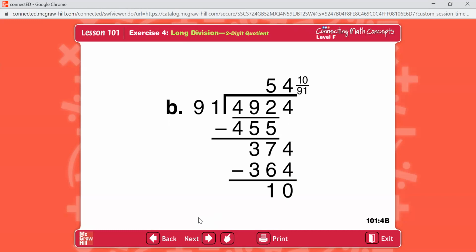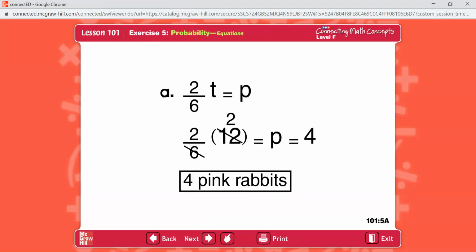You started out with the probability equation 26t equals p, giving you 4 pink rabbits. Here is what you should have. Make sure you're labeling your answer.